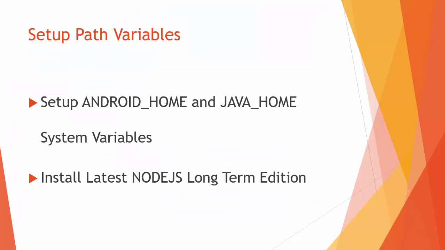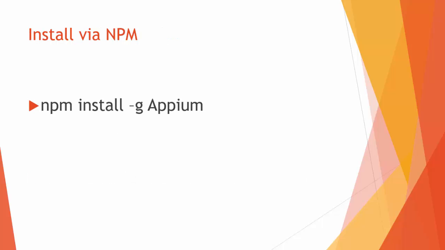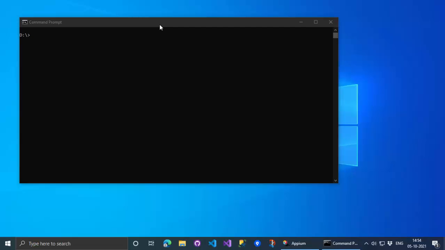Once you have set up the variables, please make sure you have installed the latest Node.js long-term edition. Now let us install Appium via npm.